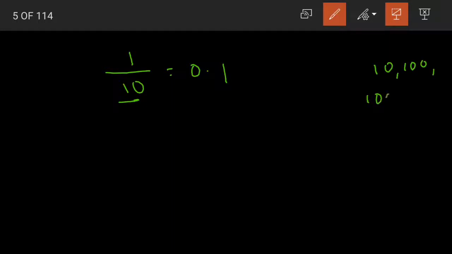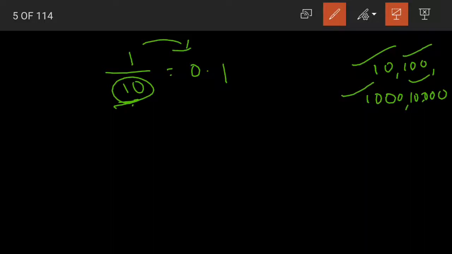Yes, again here they have not explained how we got this 0.1. How will we get this? See children, what is the denominator here? 10. So when the denominator is 10, 100, 1000, 10,000 or any number of this sort, it means only the first digit will be 1 and the remaining digits will be zeros. Understood? When the denominator of a fraction is 10, 100, 1000 or 10,000, we can convert it into a decimal number using these steps.